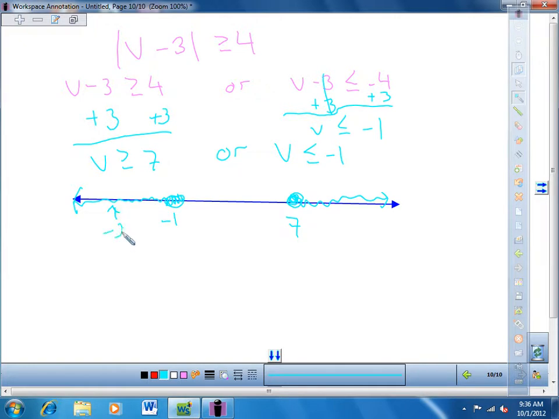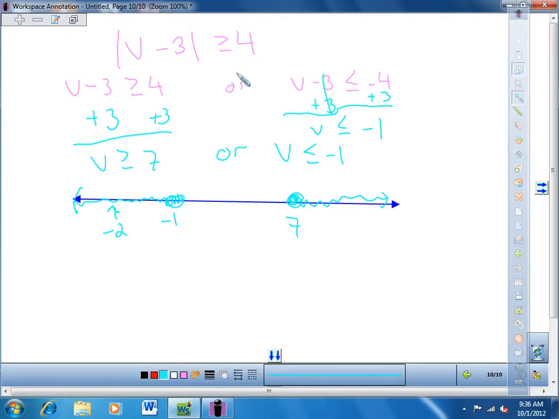Negative 2. So if I put negative 2 in here, it says negative 2 minus 3. What's negative 2 minus 3? Negative 5. Take the absolute value of negative 5. What's that? 5. Is 5 bigger than or equal to 4? Yes. Okay. And if I took a number like 8 and plugged it in here, 8 minus 3 is 5. Take the absolute value of that, which is 5. Is 5 greater than or equal to 4?